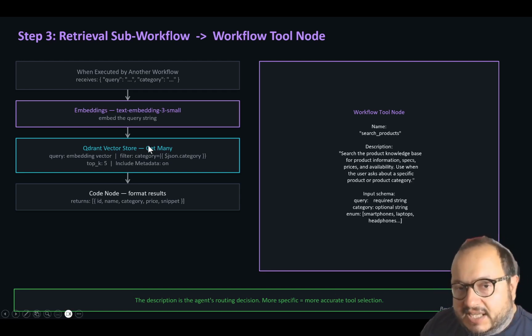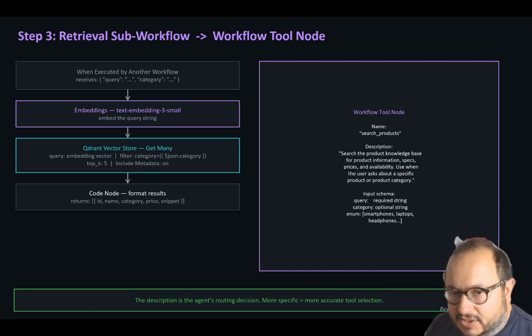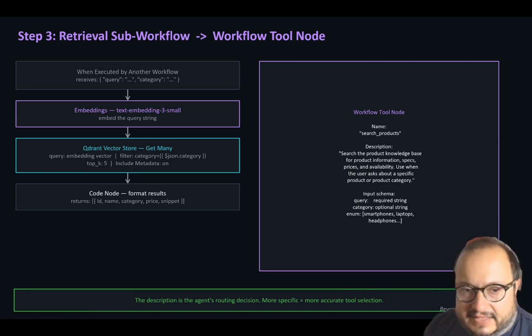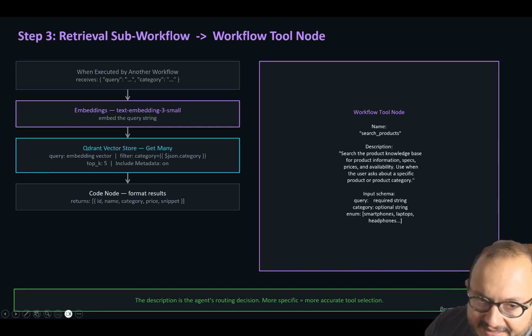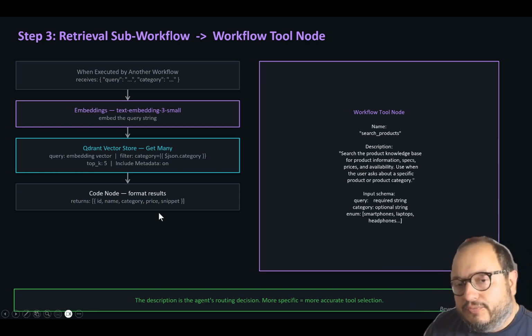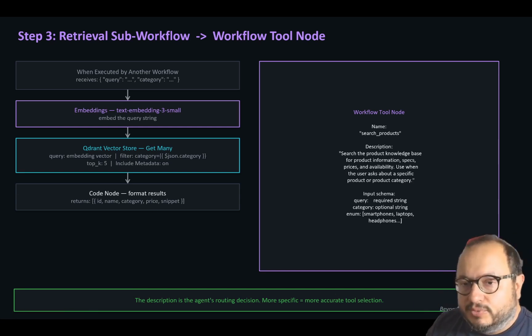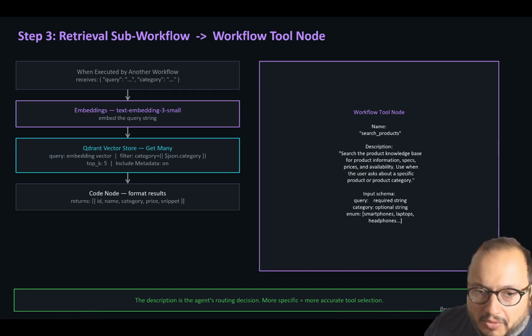That's it. Input schema: query as a required string, category as an optional string with an enum of your category values. Like it can be smartphones, laptops, headphones, whatever your catalog has. The enum matters because it helps the agent pass a valid filter value instead of guessing. Connect the workflow tool node to the agent's tools input. The agent now has approximately 4 tools.